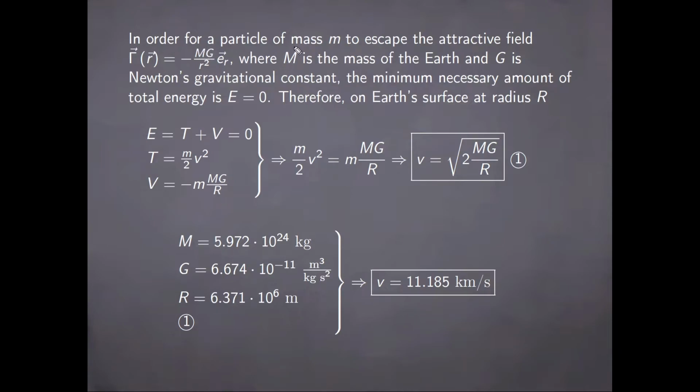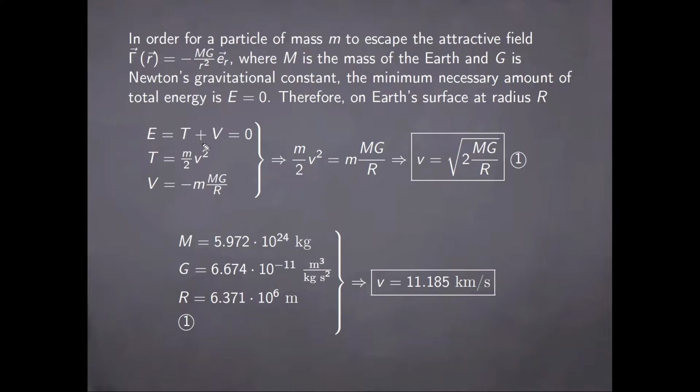In order for a particle of mass m to escape the attractive gravitational field, where capital M is the mass of the Earth and G is Newton's gravitational constant, the minimum necessary amount of total energy is E equals 0. Therefore, on Earth's surface at a radius capital R, we have the following conditions that need to be fulfilled. So the total energy E is T plus V and it's equal to 0. Then T is just m over 2 times v squared, and the potential will be minus m times capital G divided by capital R.